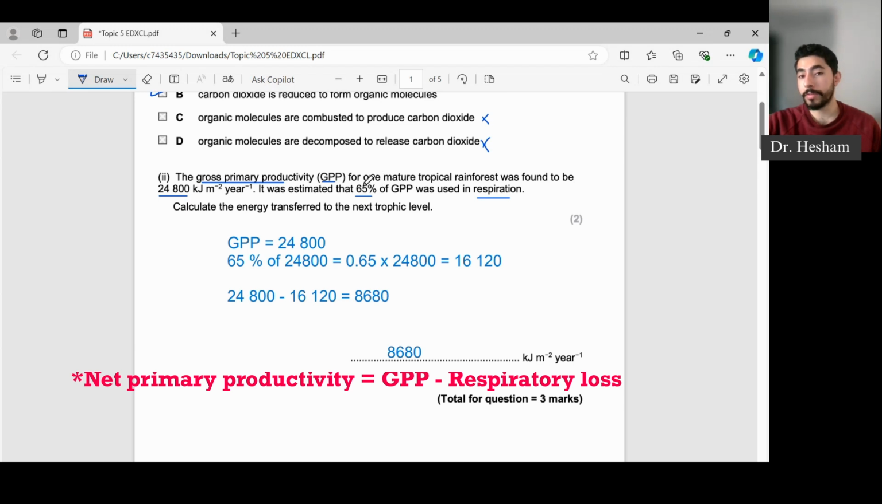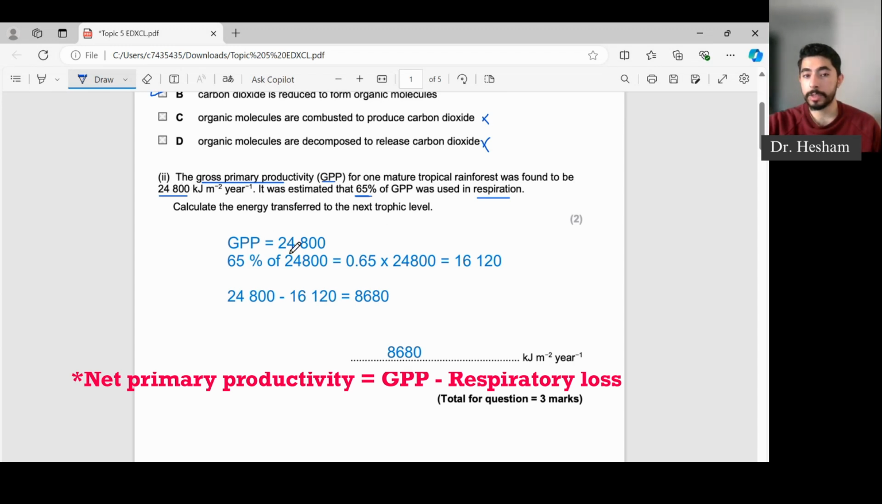So what we want to find is 35% of this, because 65% was used for the plant's own good. 35% is available to the next trophic level, or is transferred to the next trophic level. So you have two ways of doing this. Either find out how much 65% of this is and subtract it from this, which is what I did here.